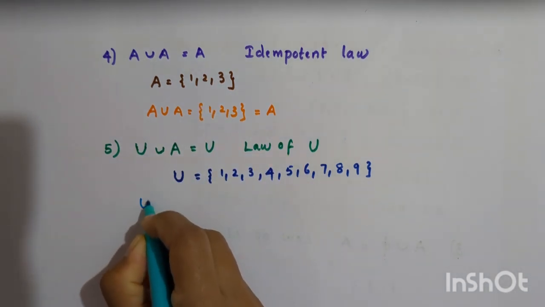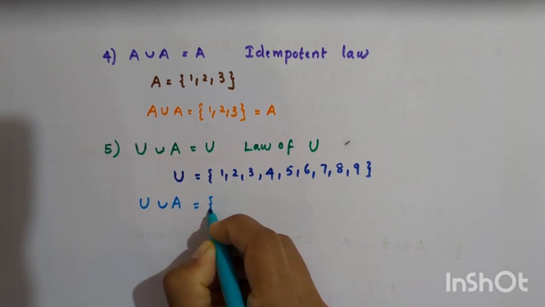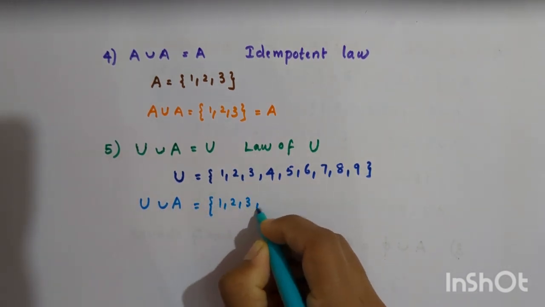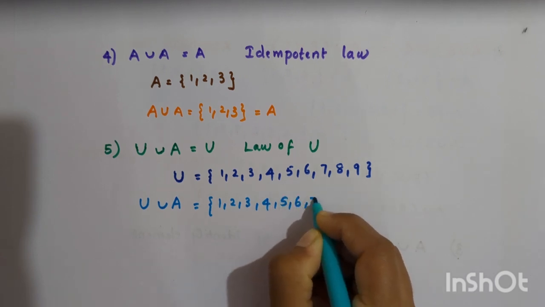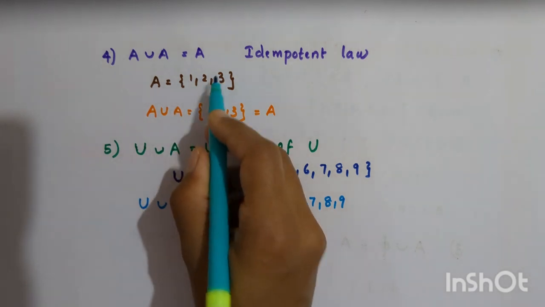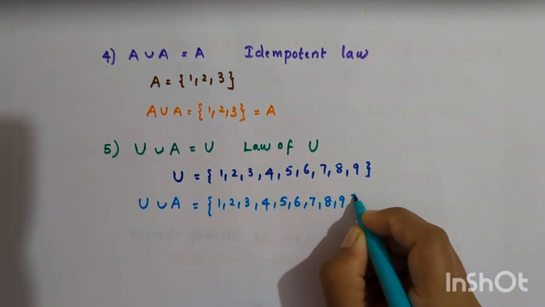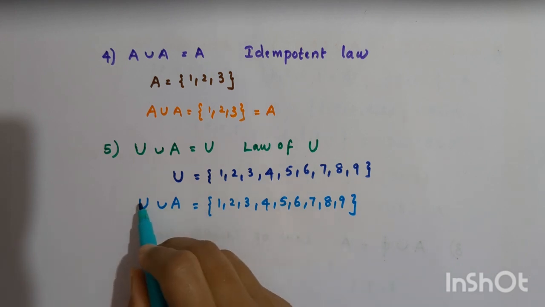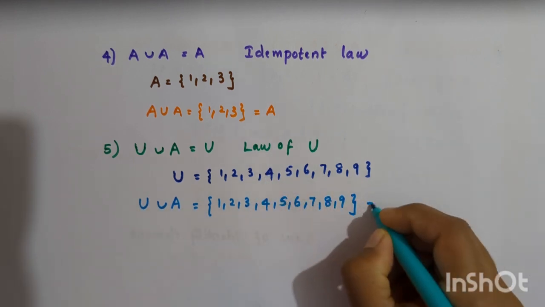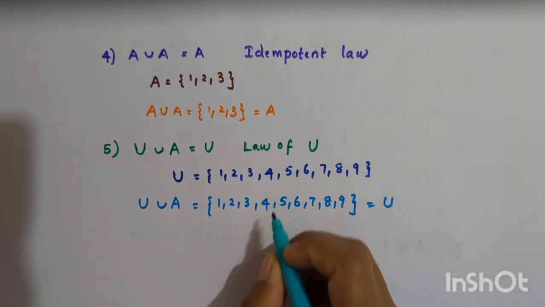So what about universal set U union the set A? You have to write all the elements of the universal set. So 1, 2, 3, 4, 5, 6, 7, 8, 9. And you have to write all the elements of set A, which is 1, 2, 3, once written. So no need to write it again. Alright, so you see U union A is the same as the universal set U. Okay, so this is equal to U. And this is known as law of universal set.